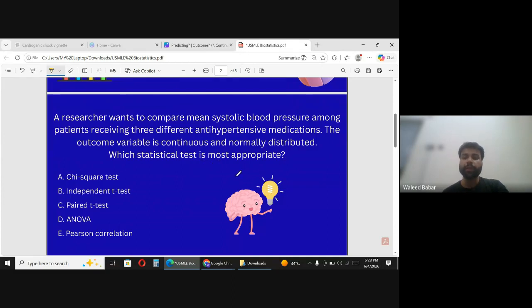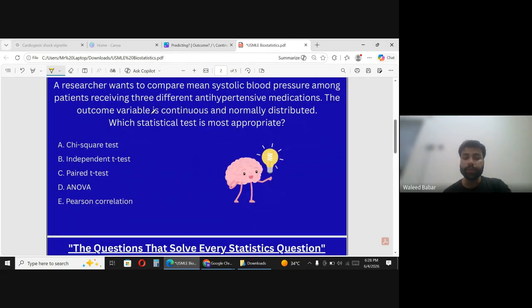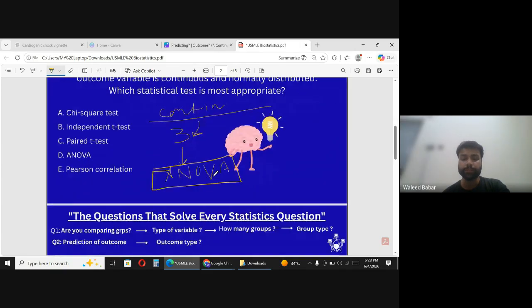First thing, before looking at the answer choices, what does NBME want you to identify in this question? Yes, if you are thinking this way, that the outcome is continuous and the number of groups they are comparing is three, this gives our answer. The answer is ANOVA. So let's explain how we marked ANOVA as the correct answer.